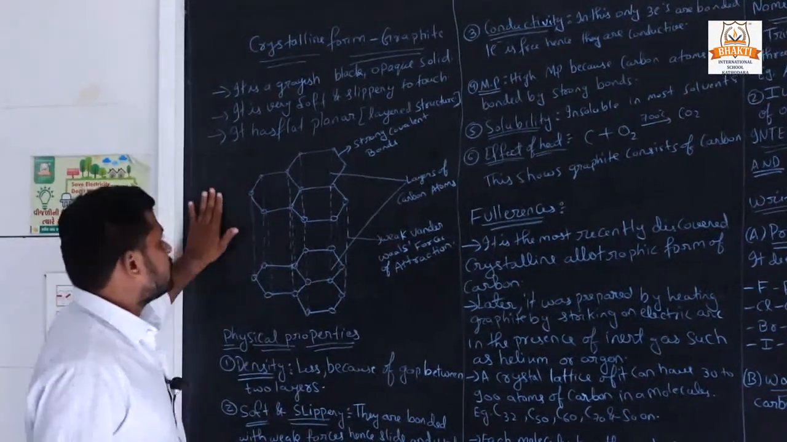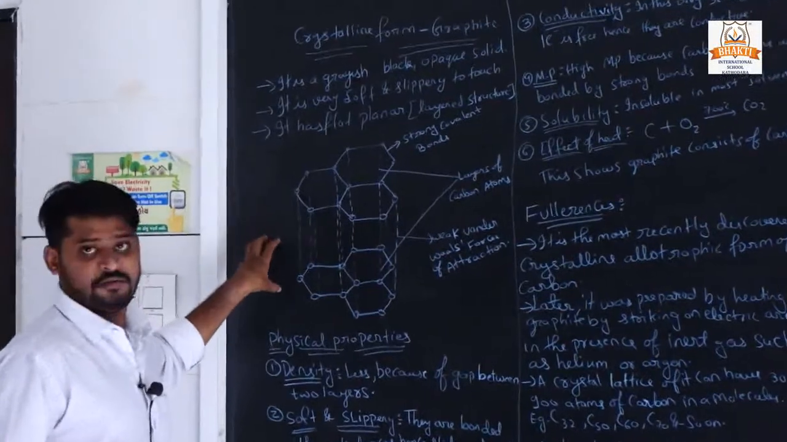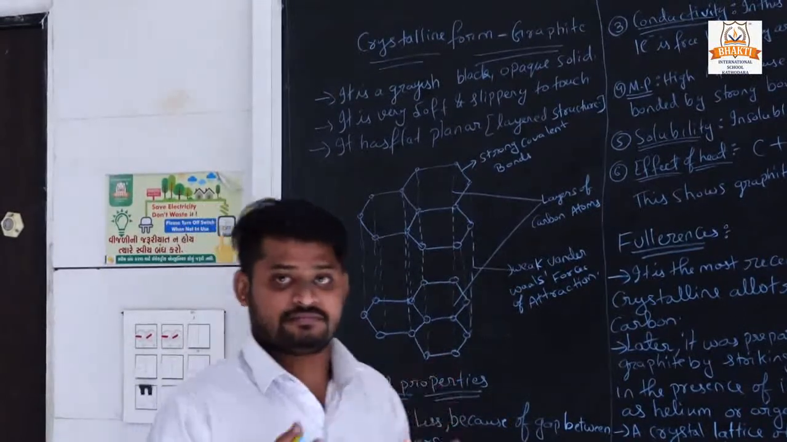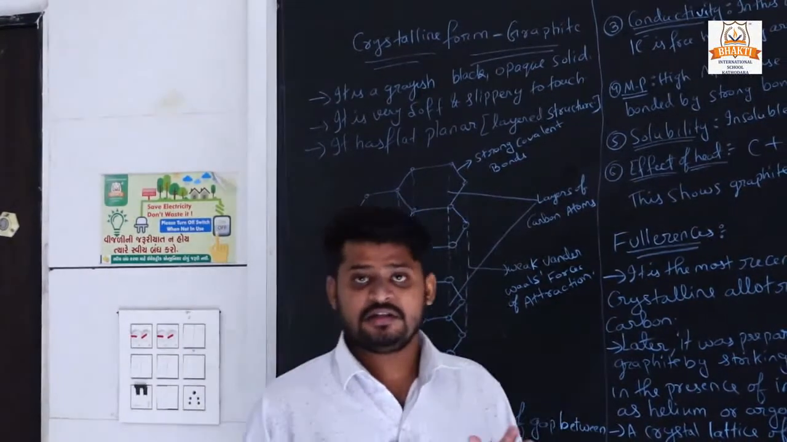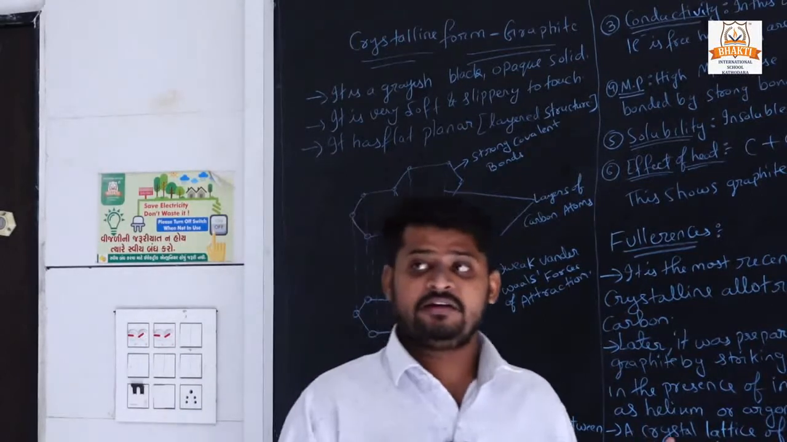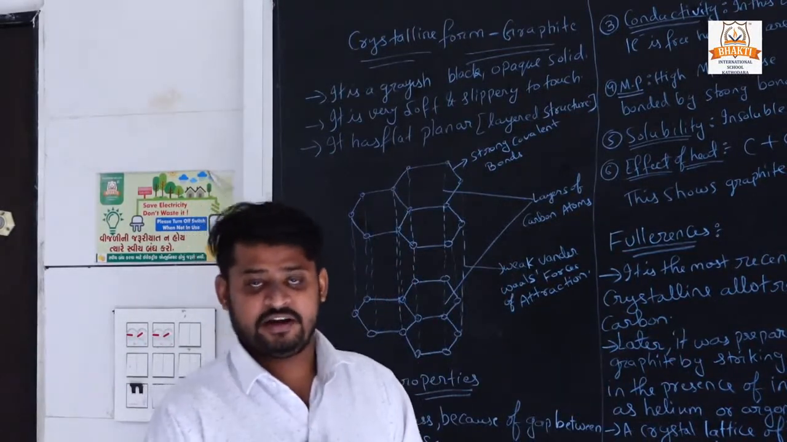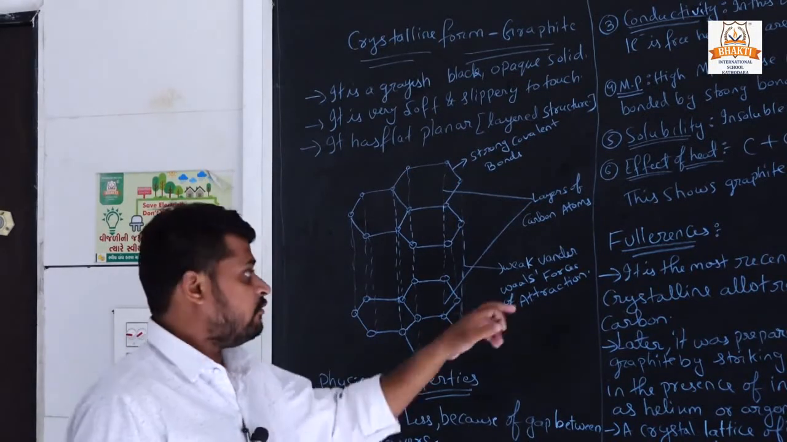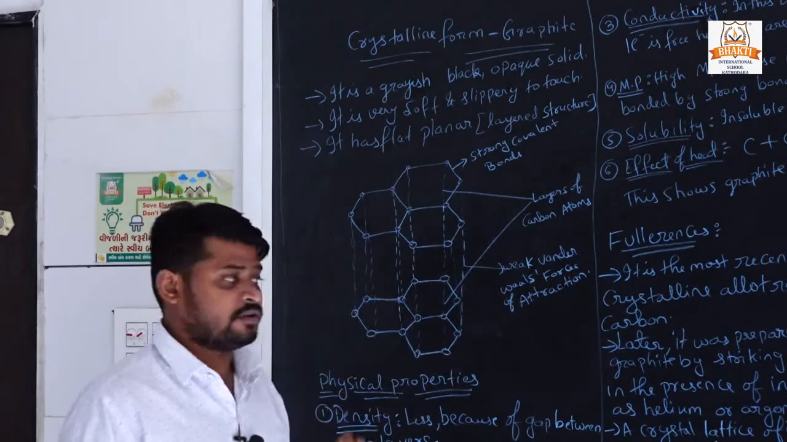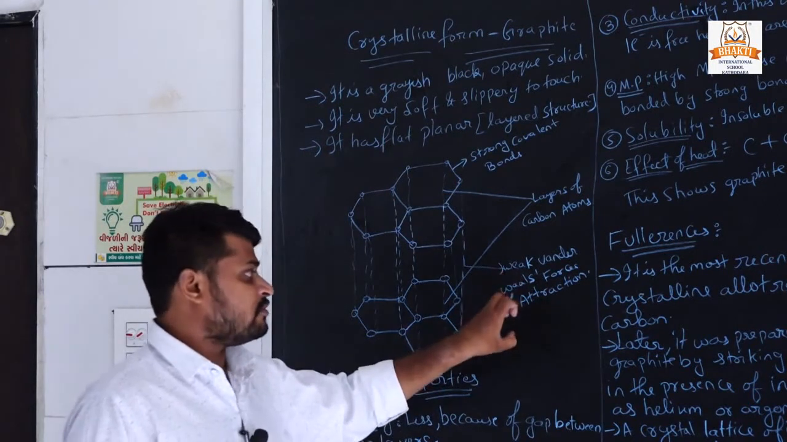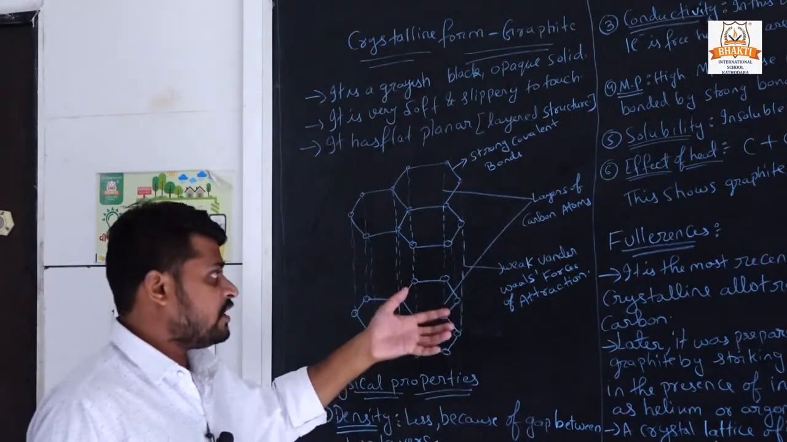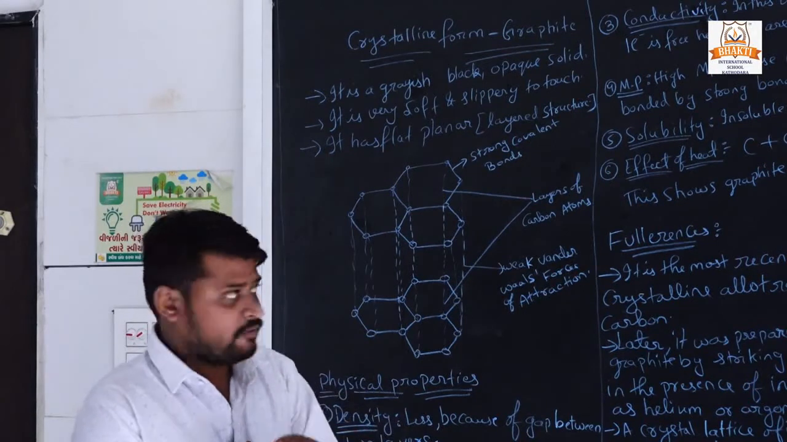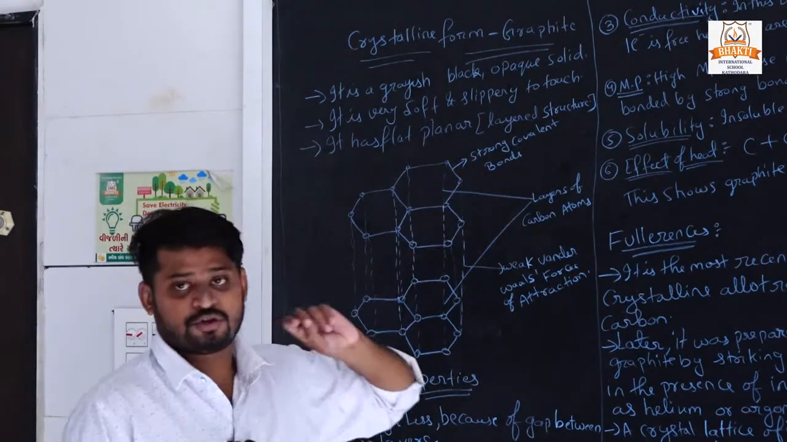Graphite has a structure that doesn't have a 3D crystal form. It only has layers, and one layer is attached to another layer of graphite by a weak van der Waals force of attraction. Here the van der Waals force is weak, and we will study why. The carbon atoms within a layer are attached by strong covalent bonds.